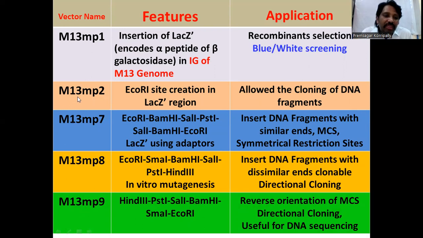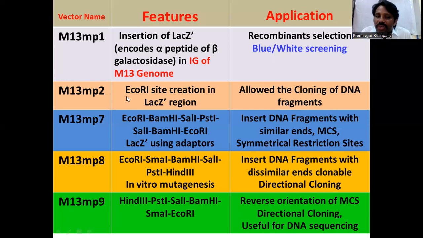Then coming to the M13mp2, M13 does not have any unique restriction sites for cloning. So they are not there in the lacZ region. So an EcoR1 site is created in the lacZ prime region. So when you use the EcoR1 site to clone into the lacZ region, then only recombinants will be in the white color and non-recombinants will be in the blue color.